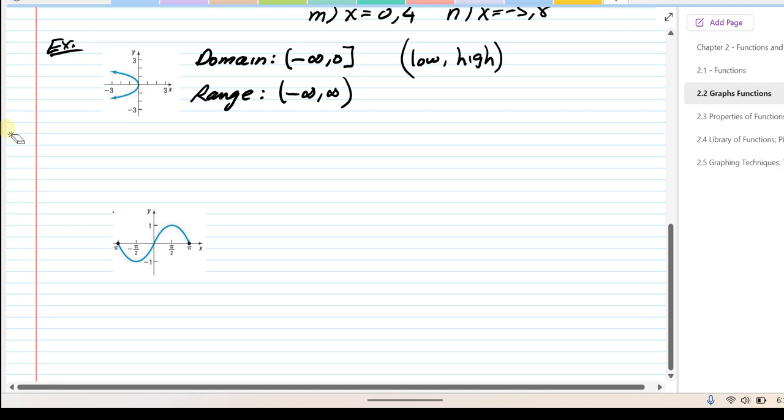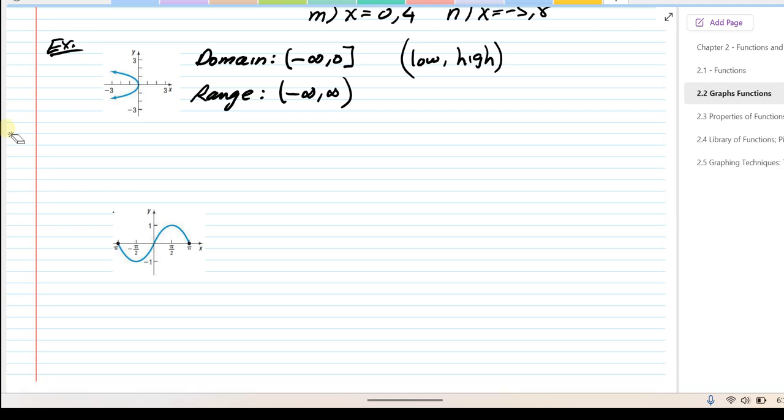Okay, so we got the domain and range. Now, what about the intercepts? Let's look at the x-intercept and the y-intercept. The x-intercept is (0, 0). Anytime x is 0 and y is also 0, in this case they're both the same. There's only one place the graph crosses the x-axis, and it's exactly the same place it crosses the y-axis.